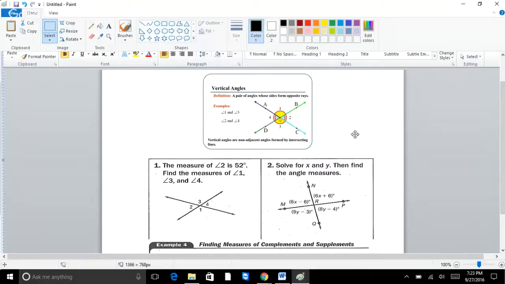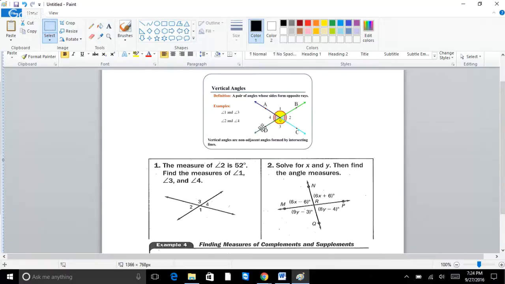You can see right in the middle of my screen here, vertical angles. The definition is a pair of angles whose sides form opposite rays. If you remember what opposite rays are, it's when the rays are going out directly opposite from each other, so it forms an angle of 180 degrees, right? So B and D are opposite rays in this picture, and A and C are opposite rays. So we actually have four angles going on here.